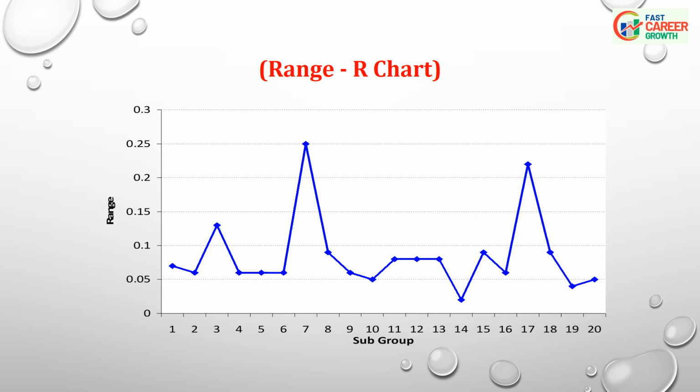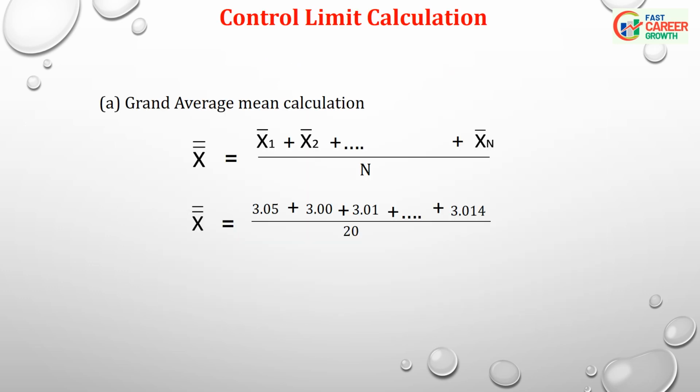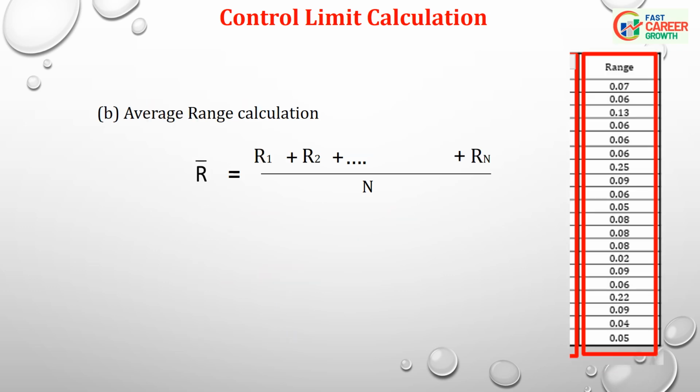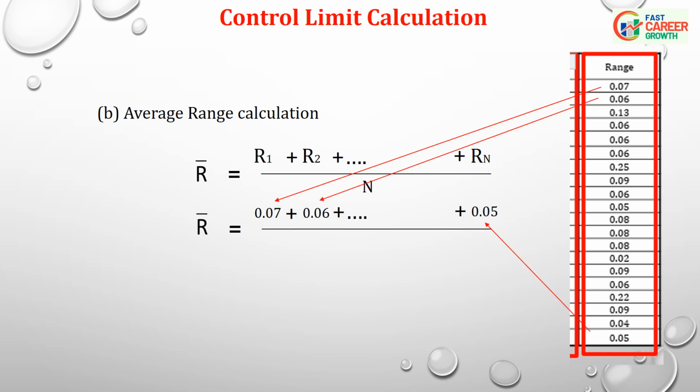Then calculate the grand average mean, or x double bar, which is the sum of all subgroup mean values divided by the total number of subgroups. The result will be 3.006. Then calculate the average range. The formula for average range, or R bar, is equal to the sum of each subgroup range value, then divided by the total number of subgroups, which is 20.